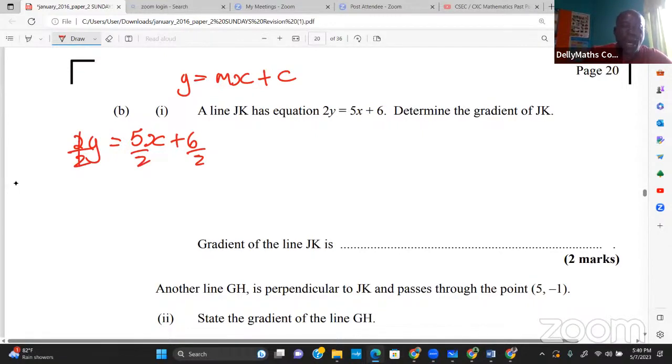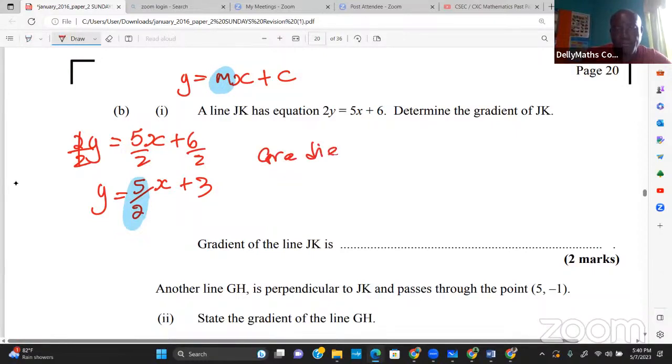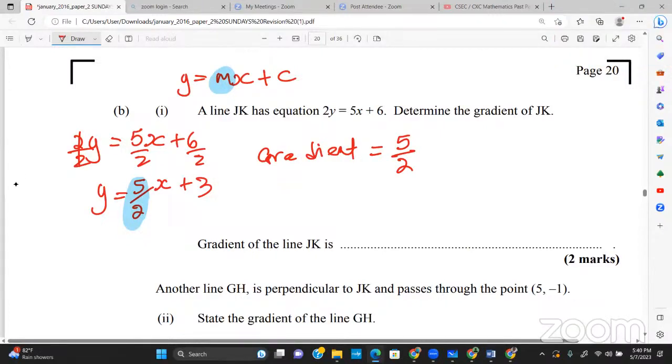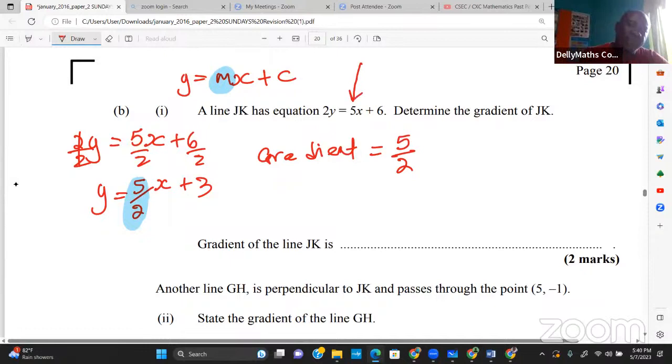So when I divide by 2, I have y is equal to 5 over 2x plus 3. Remember that the gradient is the coefficient of the x. The gradient is the m. And in this case, it's 5 over 2. So I'm just going to conclude that the gradient is equal to 5 over 2. So I would not want to take the gradient when it is in that form.